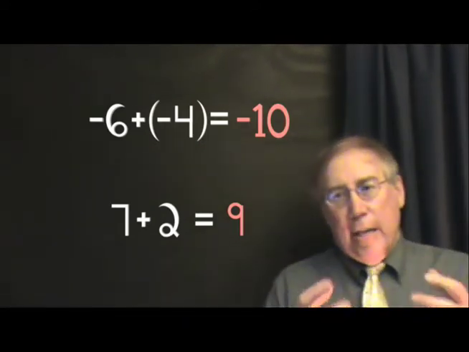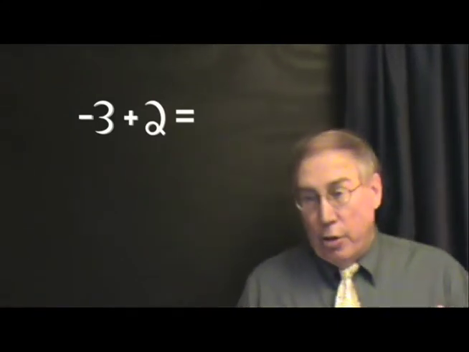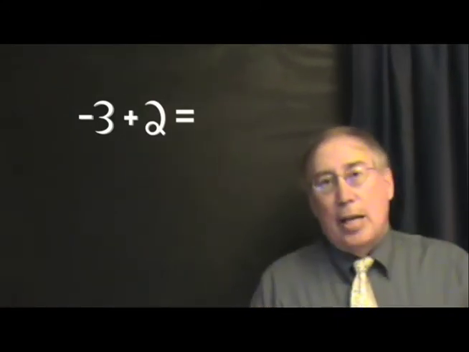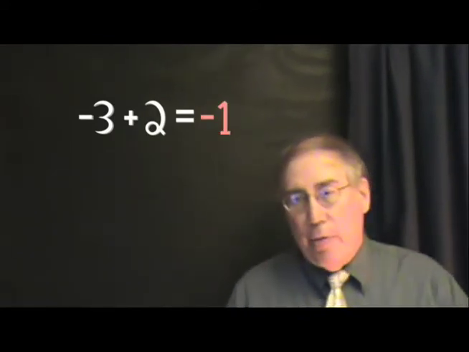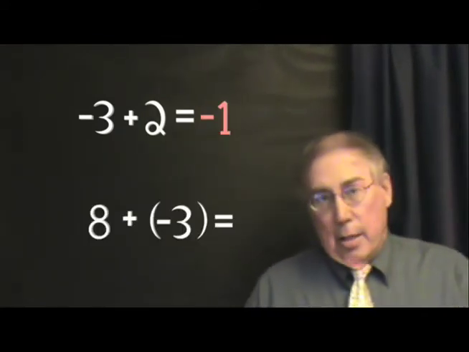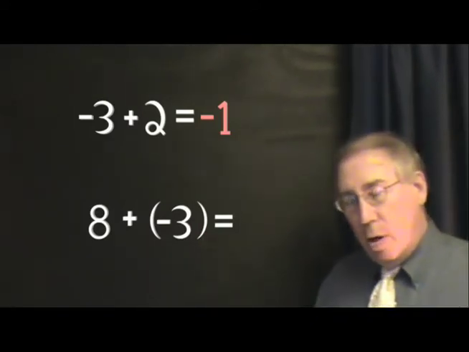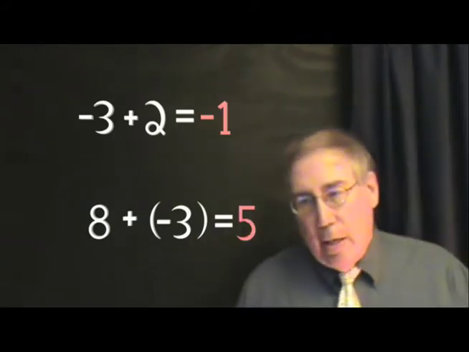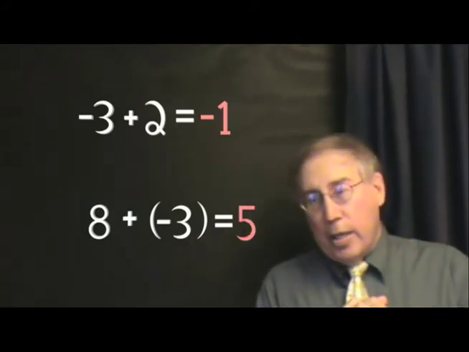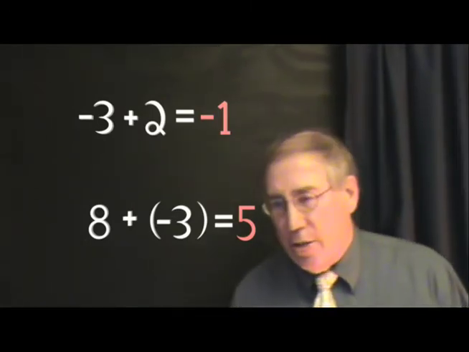Now, if the signs are different, go ahead and subtract the smaller number from the larger number, but put the sign of the larger absolute value. In this case, the absolute value of negative 3 is larger than the absolute value of 2, so we put the negative in front of the 1. In the second problem, that larger absolute value is 8, so we put that plus sign with the 5 as our answer.